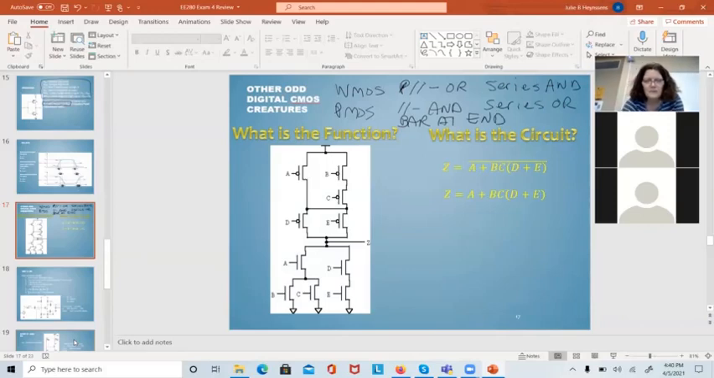Okay. So what we do is we look at this. We see B and C are in parallel. I always do the NMOS first because they make more sense to me. They're in parallel, so it's an OR.